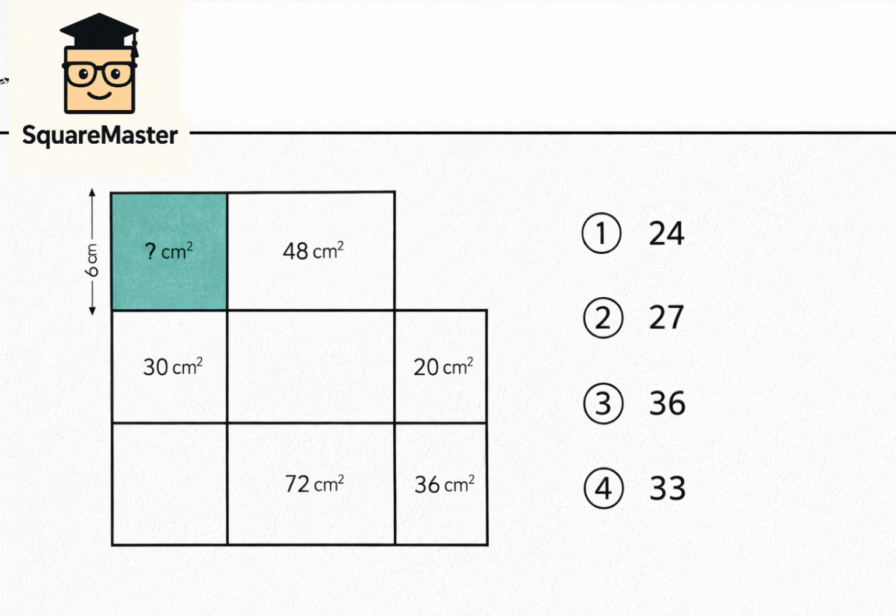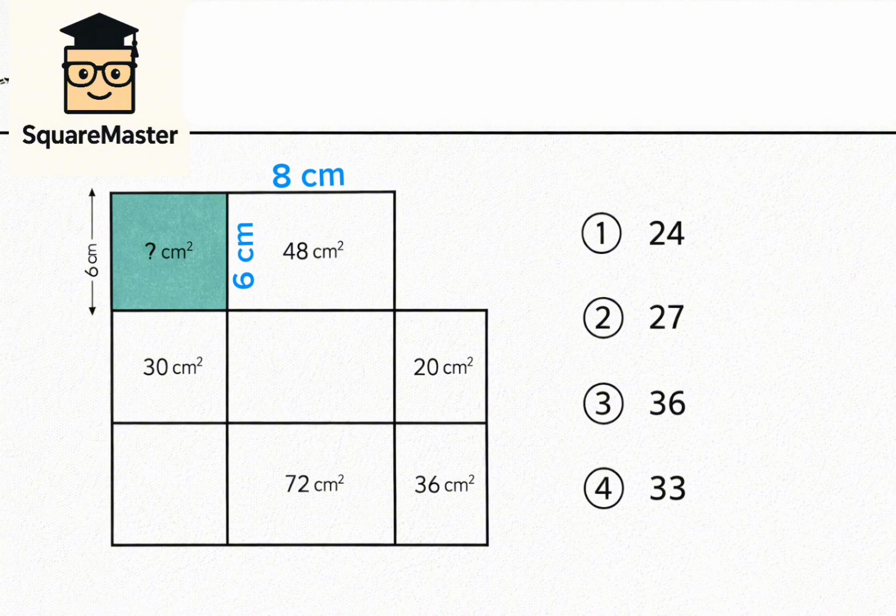Let's start at the top. The unknown rectangle shares a vertical side of 6 centimeters with the rectangle that has an area of 48 square centimeters. That means the width of the 48 rectangle is 6. Area equals width times height, so 48 divided by 6 gives us 8. Now we know the length of that rectangle.